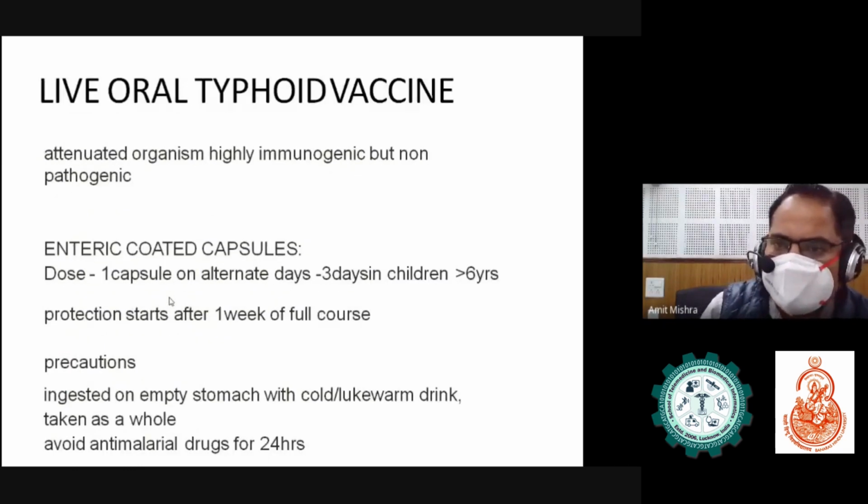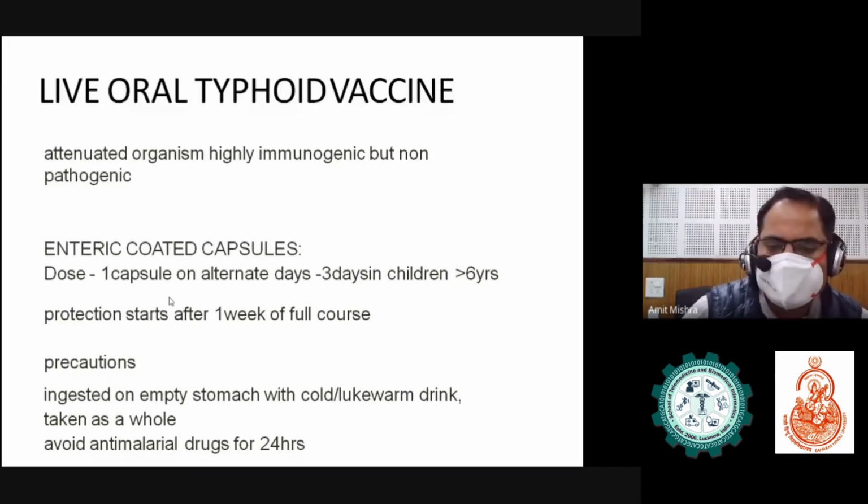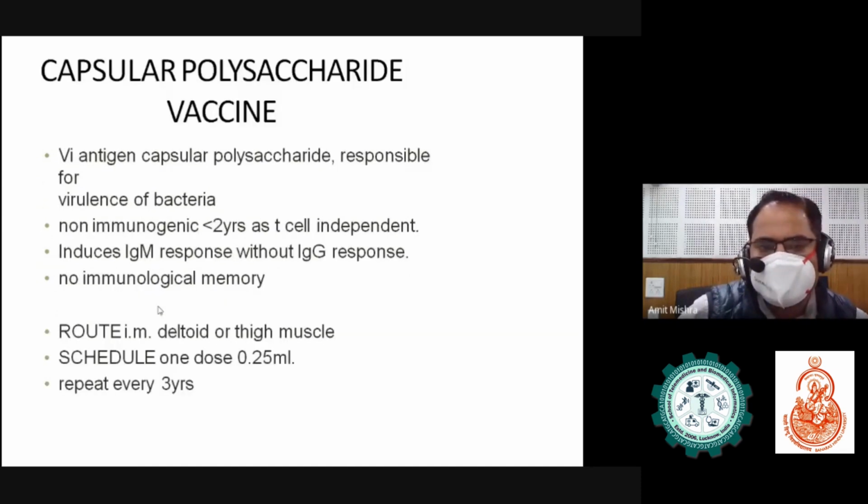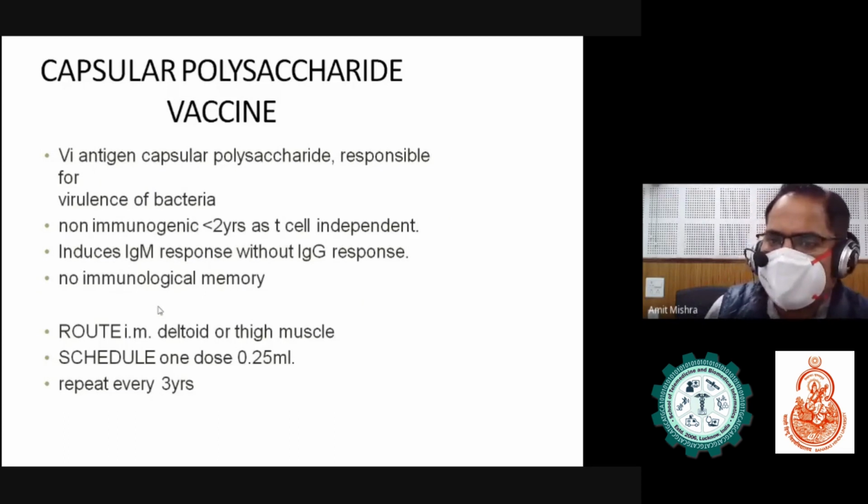Live oral typhoid vaccine. It is an enteric-coated capsule. Basically, it is one capsule, given on alternate days for 3 days. In children greater than 6 years, protection starts after 1 week of the full course. The liquid formulation also comes in a 3-dose regimen on alternate days. And this is one of the capsular polysaccharide vaccines.